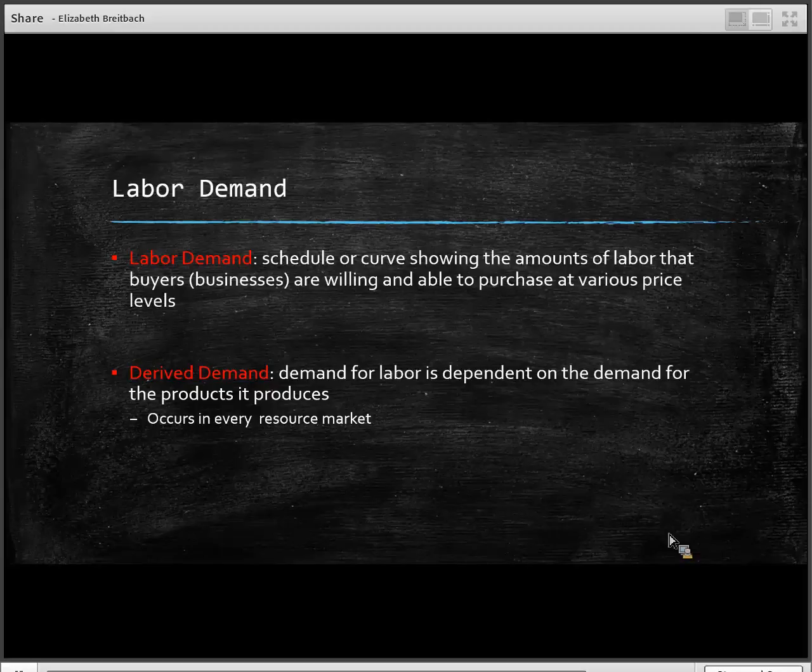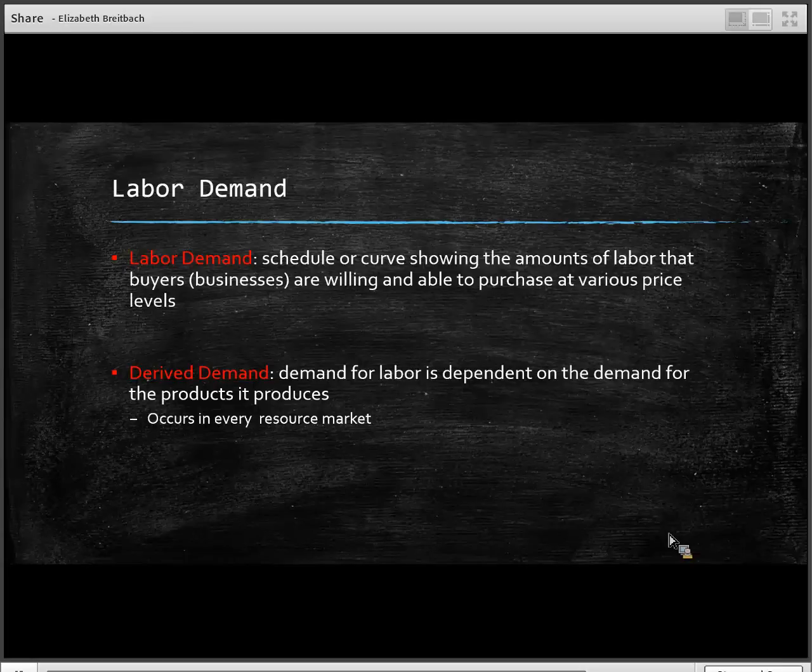But what's different between our labor demand and product demand is that we consider labor demand, and actually all resource demand, so any of our factors of production, the demand for land or the demand for capital or the demand for entrepreneurial ability, it would all be considered derived demand. And what that means is the demand for the resource depends on how much demand there is for the product it produces.